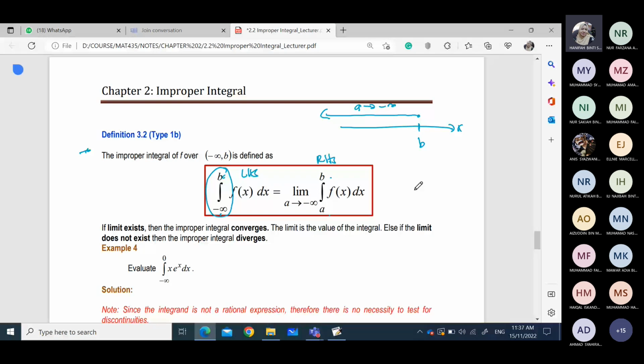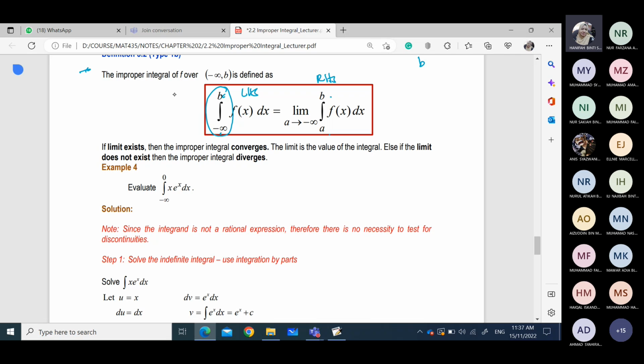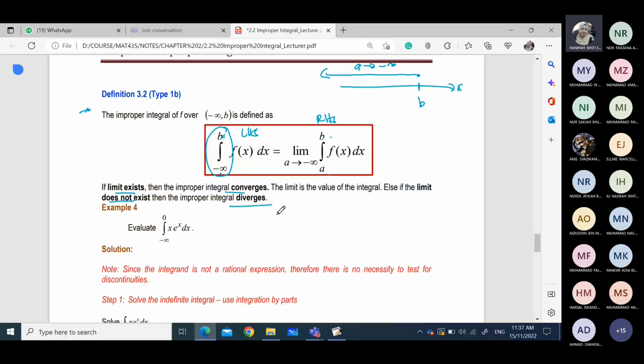Okay, same as before. If the limit exists, then the improper integral converges. If the limit does not exist, the improper integral diverges. Before we discuss example 4, any questions about definition 3.2? Ada soalan?